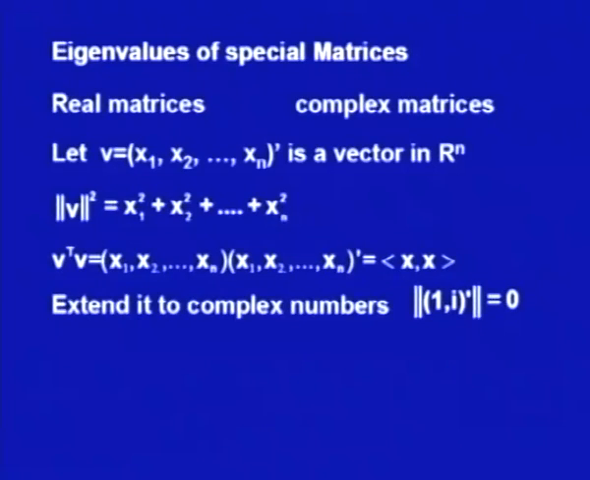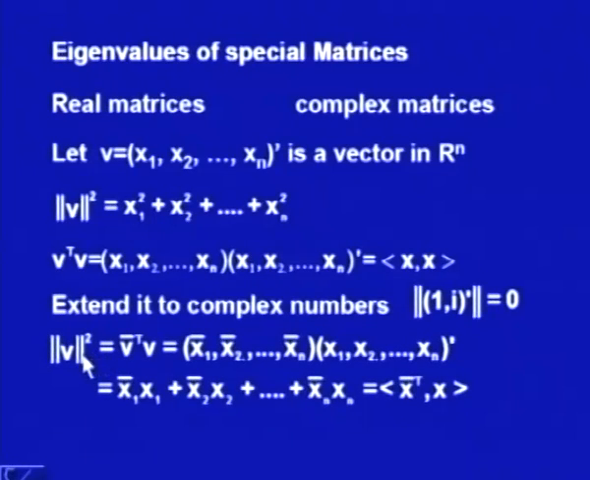If we extend this concept to complex numbers and apply it to a complex vector (1, i) transpose, then one can notice that its length will be 0. So, this vector is not a zero vector, but its length is 0 if we apply this definition of length which we have already developed for real matrices. So, we need to redefine this length in relation to complex matrices.